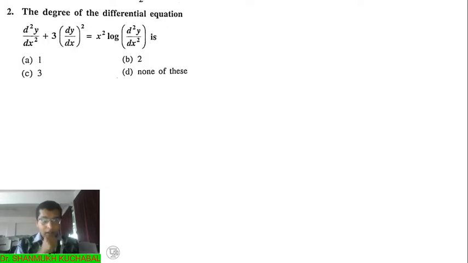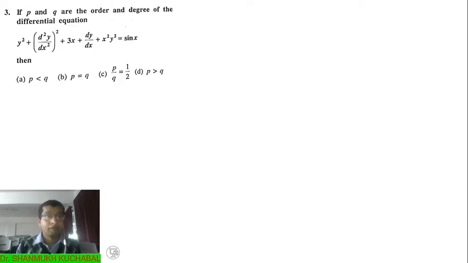Further, next example, the degree of the differential equation. See, degree is defined if it is a polynomial. We observe that here it is a logarithmic function. So with a logarithmic function, degree and order are not defined here, so clearly the degree is not defined, therefore none of these, option D is the right answer.